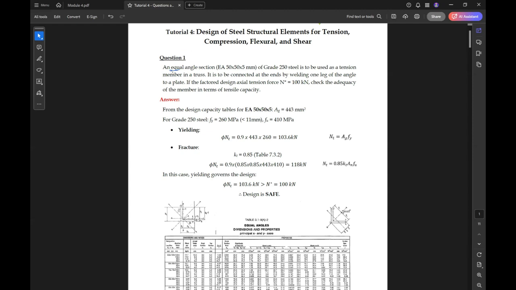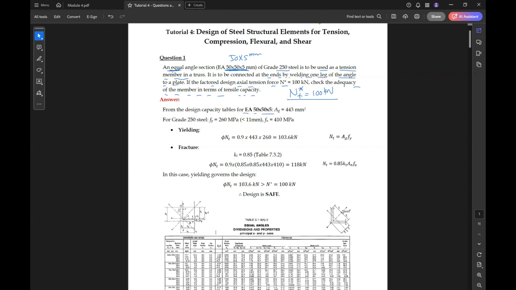For unequal angle, or sorry, equal angle. This is the size of the equal angle, 50 by 50 by 5 millimeter, grade 250, to be used as a tension member. It is to be connected at the ends by welding one leg of the angle to a plate. If the factored design axial tension N star is 100 kilonewton, we need to check the adequacy of the member in terms of the tensile capacity.